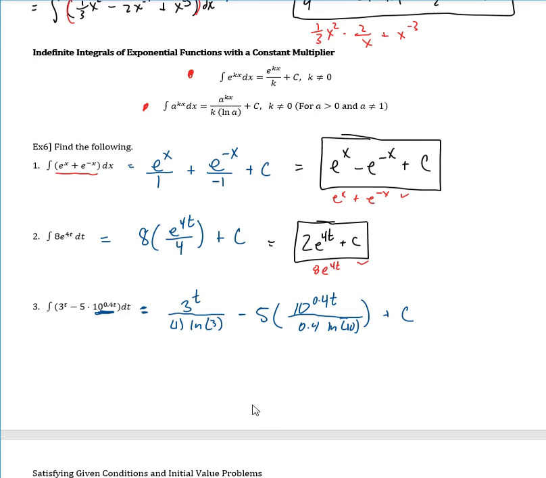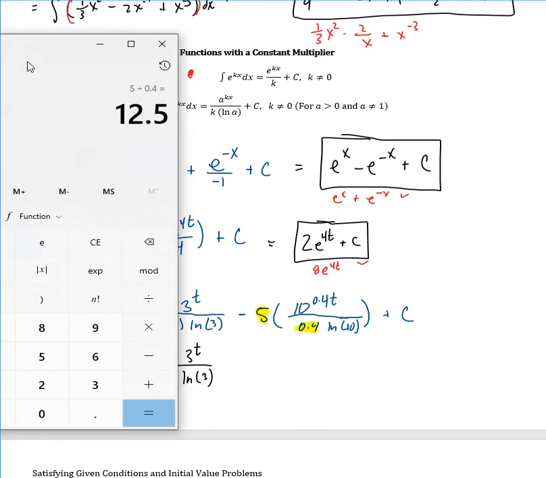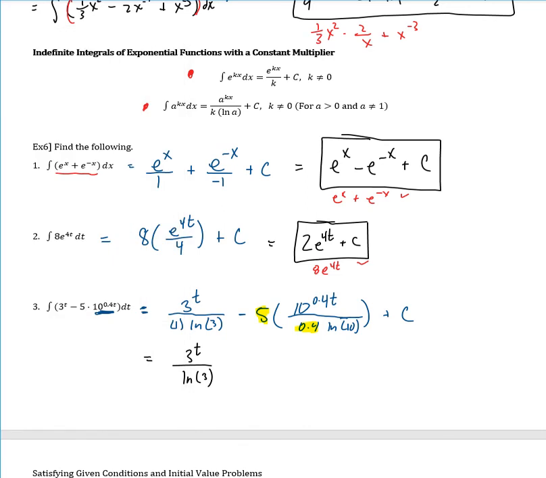And then we'll clean up what we have. So for the first term, we do have 3 to the t over the natural log of 3, because 1 times natural log of 3 is that. Now, in the second term, we would do the 5 divided by the 0.4. So let's use our calculator real quick here. If you know it right away, that's good too. But 5 divided by 0.4 gives us 12.5. So I'm gonna use the decimal since they use the decimal. So 12.5. So we'll have minus.